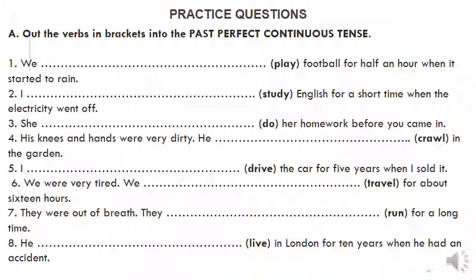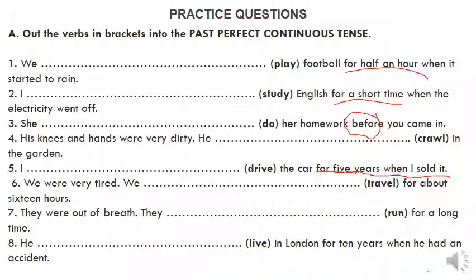So we had been playing football for half an hour. I had been studying English for a short time. See, these show you for half an hour, for a short time. These show you that there is a past perfect progressive. She had done her homework before you came in. This also shows you his knees and hands were very dirty. He had crawled in the garden. So this is a result. I had been driving the car for 5 years when I sold it. This is the first use, past at a point in the past.